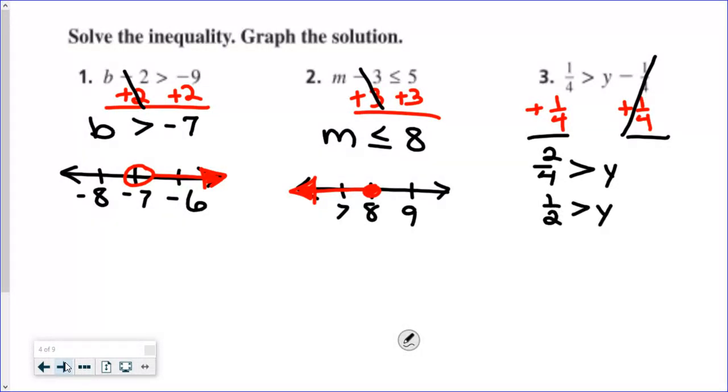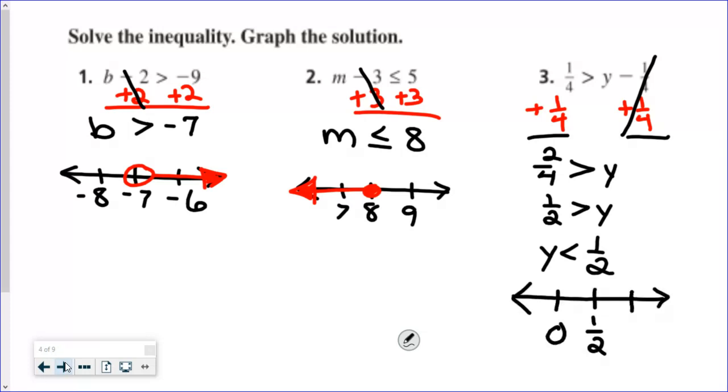Now I need the variable on the left and the number on the right. The pointy part is pointing at the y, and the number that's being eaten is 1/2. So that is my solution. Be careful. I'm going to have 1/2, 0, 1. Think about that. They go in half increments. So again, I need the variable on the left. It's a hollow circle, and it's a less than, so I'm going to shade that way.